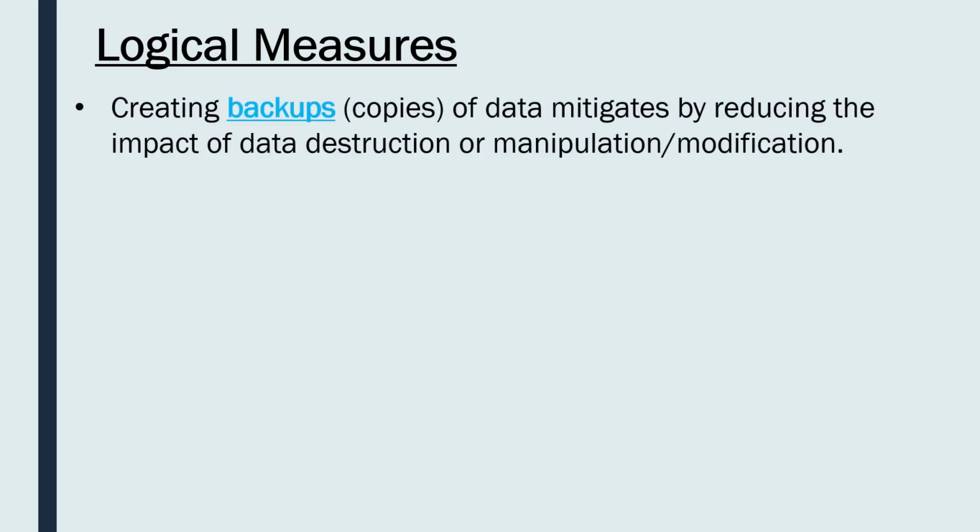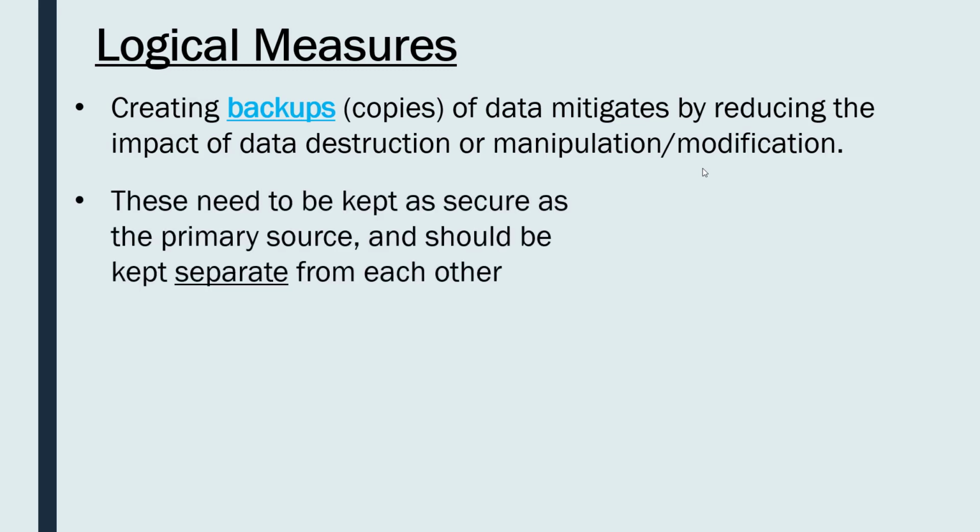These are all measures which the exam board could talk about. Still talking about logical measures. So backups are really important in terms of mitigating. So a backup is a copy of data. So if you've got some data which is important to you, creating a backup, creating a copy is really important because if you have an attack which destroys your data or modifies it or manipulates it, it's going to affect you quite massively unless you have a backup you can always restore and go back to normal.